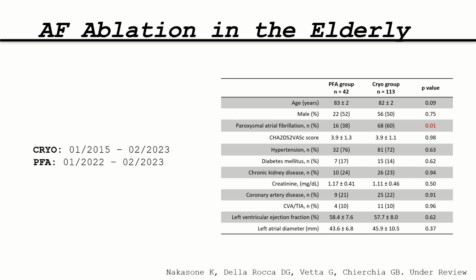So, AF ablation in the elderly. I would like you just to look at the third line. We looked at two cohorts of elderly patients, and as you can see in the cryo group, not surprisingly, most patients were paroxysmal AF. Whereas in the PFA group, seeing that we do ablate outside of the veins, a lower percentage of these patients were in PAF, and this was significantly different.